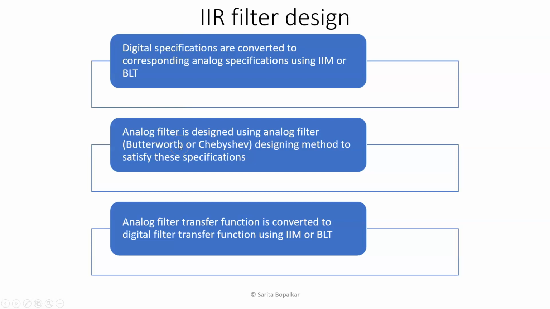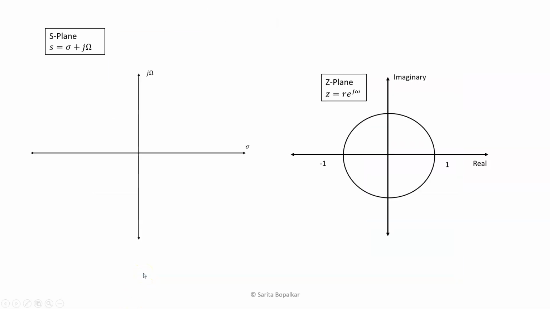After designing the analog filter, our transfer function H of S is the analog filter transfer function, and we need to transfer it to the digital filter transfer function. This time also we need a transformation technique like a BLT. Transformation technique means what? The S plane we need to transfer to the Z plane. That means this j omega axis we need to transfer to the unit circle, and the left half of S plane we need to transfer to the inside of the unit circle. Then only we can say the stable H of S has transferred to the stable H of Z.